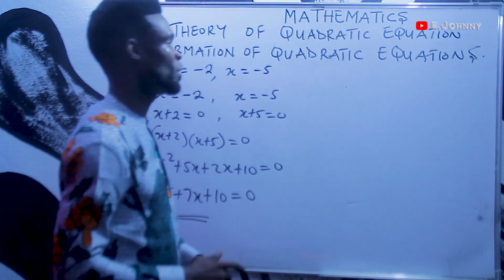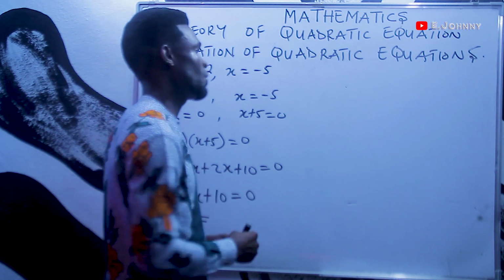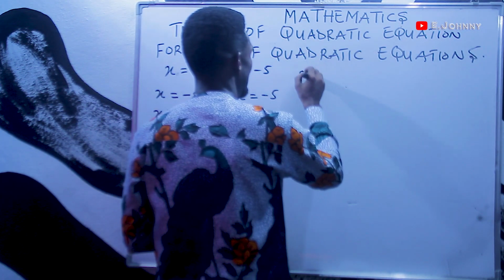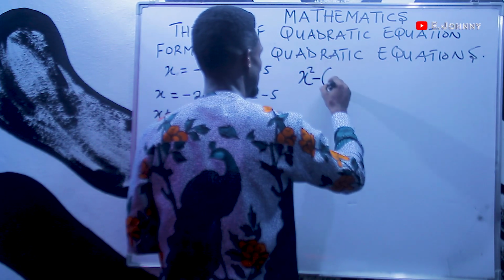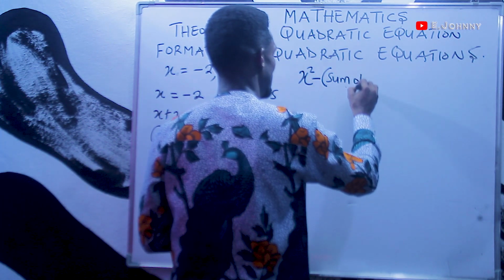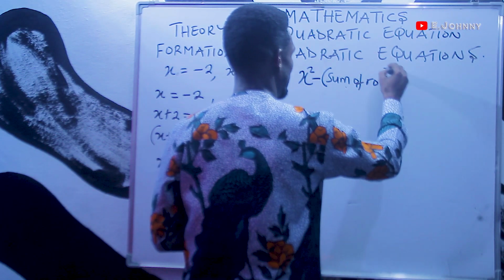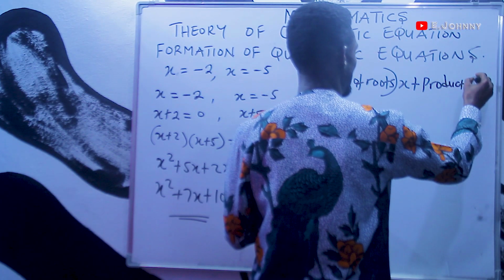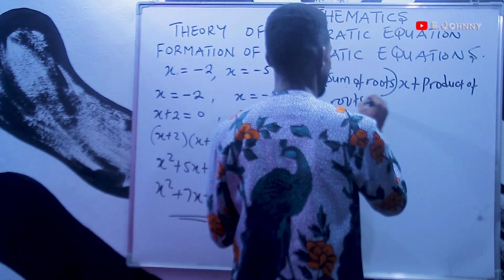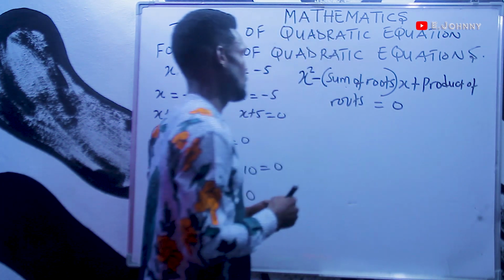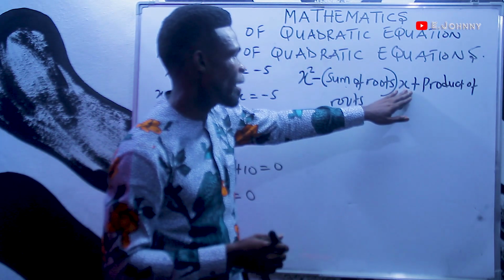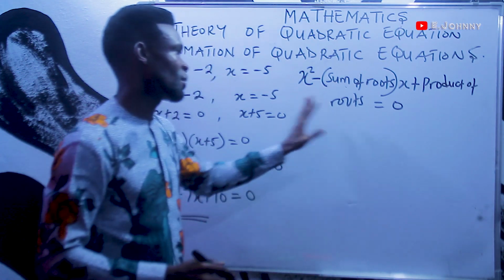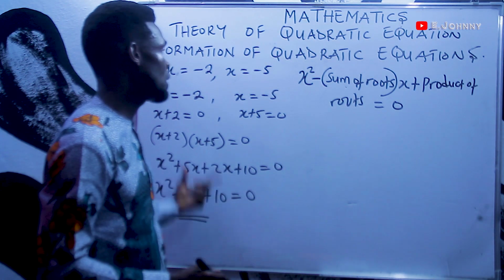The second way you can do that is by use of formula. Now, the formula says that if I want to construct a quadratic equation using a formula, the formula is x squared minus sum of roots x plus product of roots equals to 0. x squared minus sum of roots x plus product of roots equals to 0. With this, you can construct this quadratic equation from its given roots.